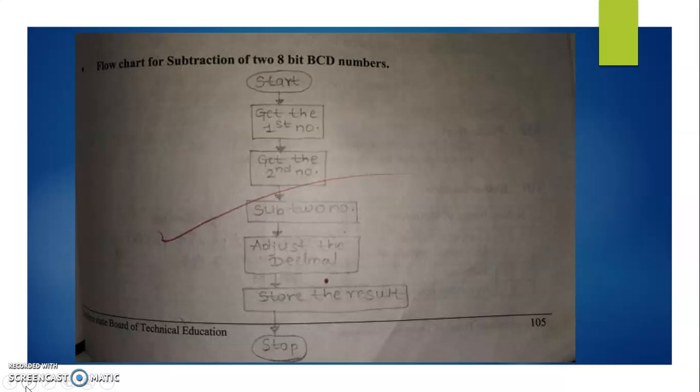Now we'll see the subtraction of two 8-bit BCD numbers. We start, we get a first number, second number, subtract two numbers, adjust the decimal, store the result, and then stop. So this is a flowchart for a subtraction of two 8-bit BCD numbers.